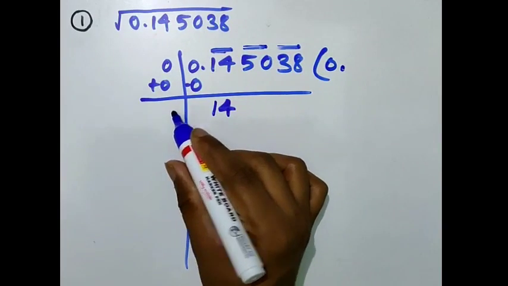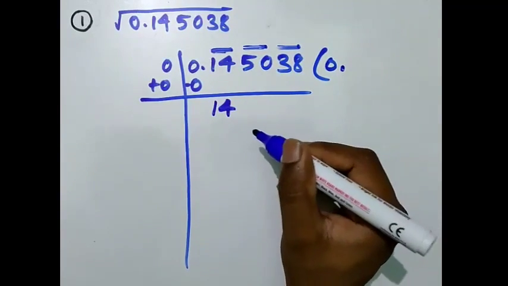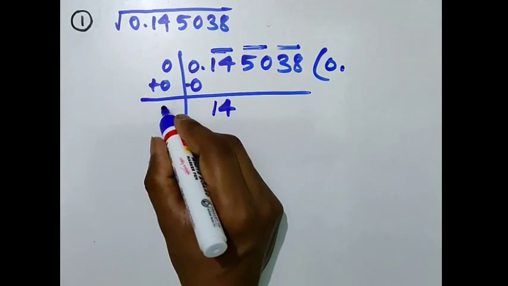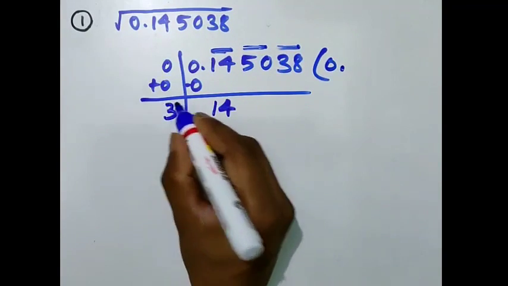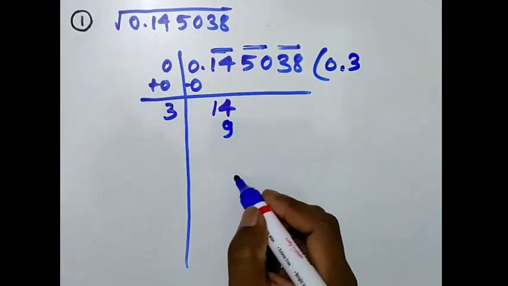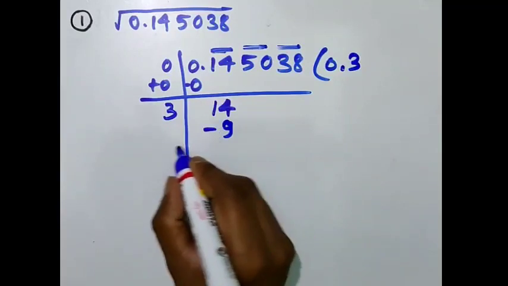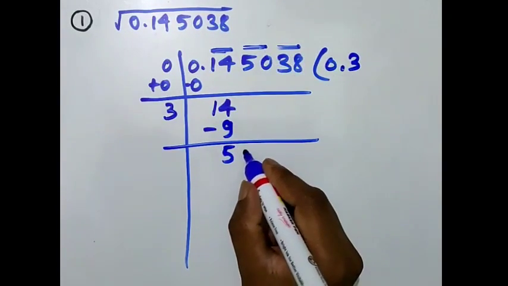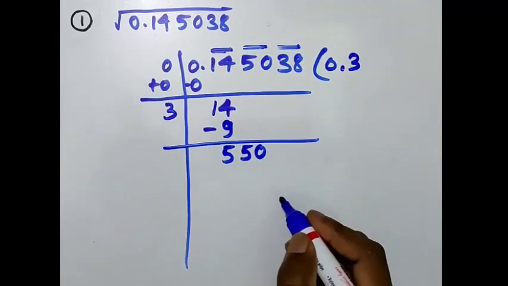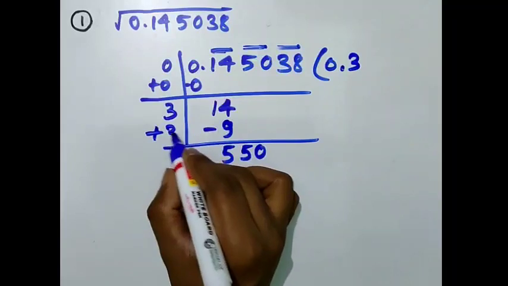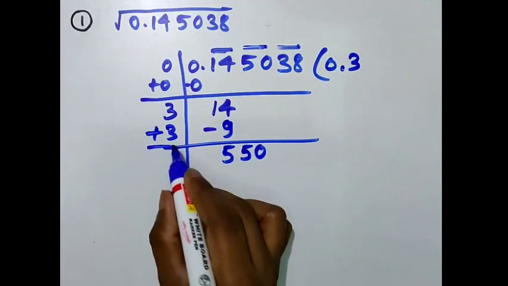3 threes are 9, 4 fours are 16. So we cannot take 4, we have to take 3. So 3 threes is a 9 we will get. We'll subtract 14 minus 9, we'll get 5. We'll carry down the next set, that is 50, and whatever we have multiplied, let's add it. So 3 plus 3 will give us 6.